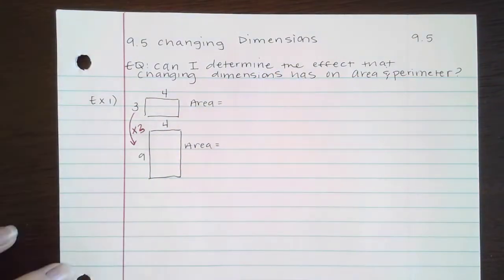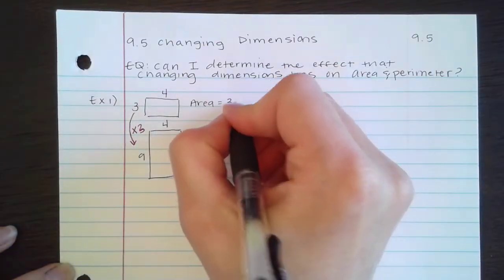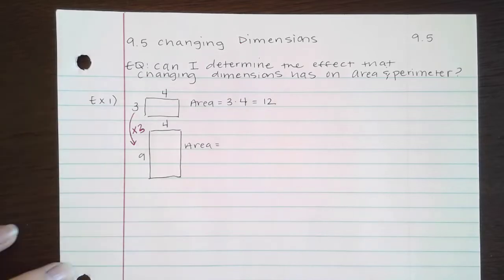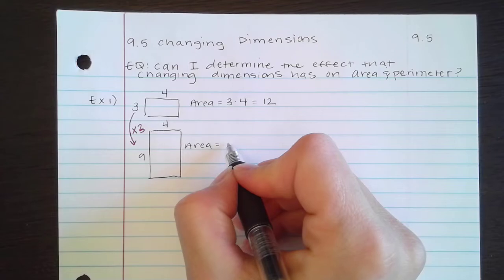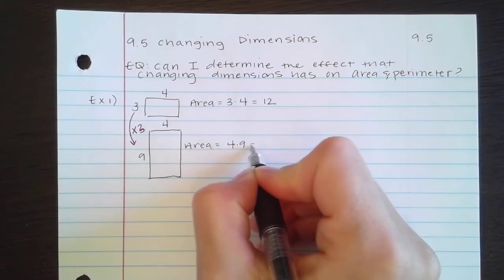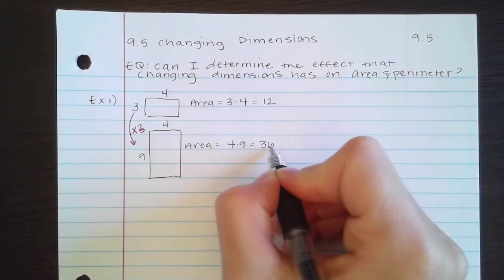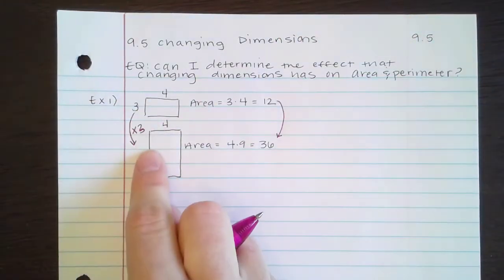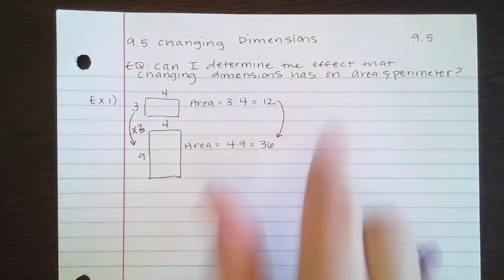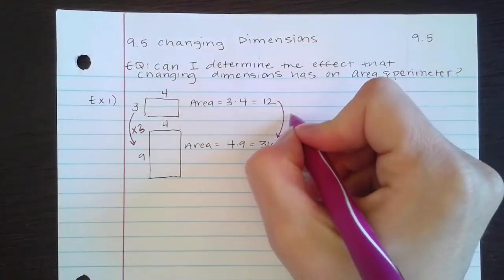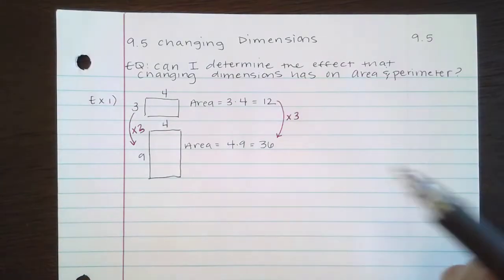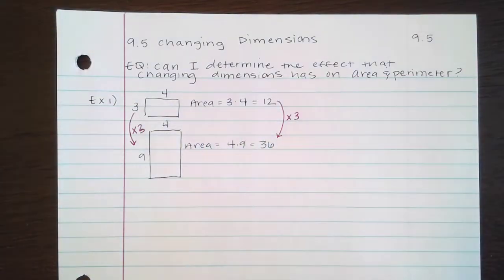I'm going to speed through this a little bit. The area is 3 times 4. I'm going to leave off units just because I'm going to focus on the numbers right now. The area here, 4 times 9, or 9 times 4, is 36. So what happened? When I changed one of my dimensions by 3, if I multiplied it by 3, what happened to my area? The area was multiplied by 3 when one dimension was changed by 3.